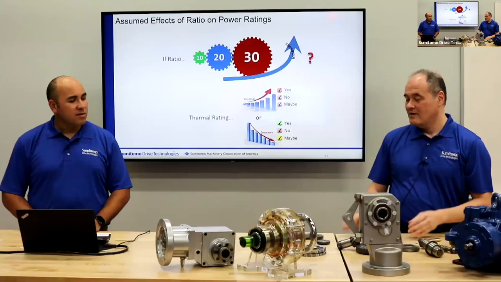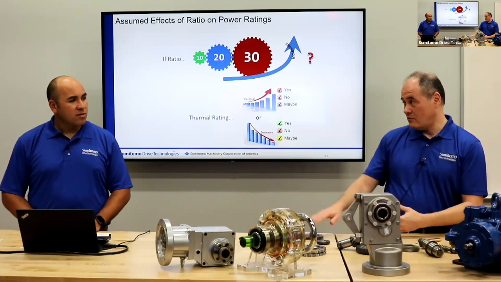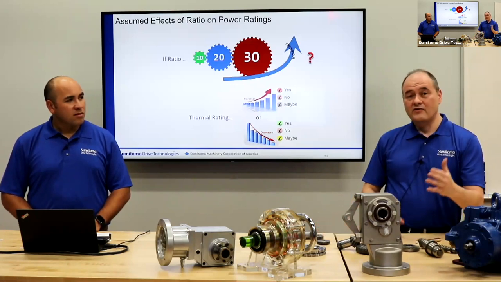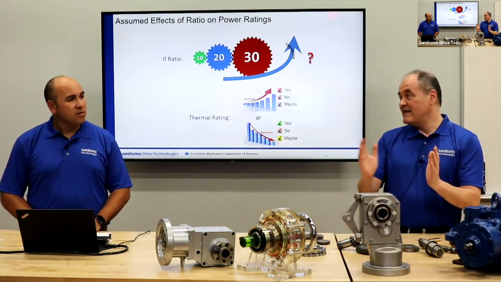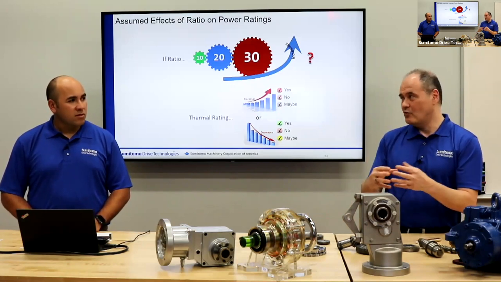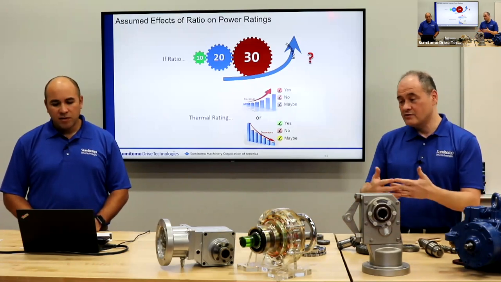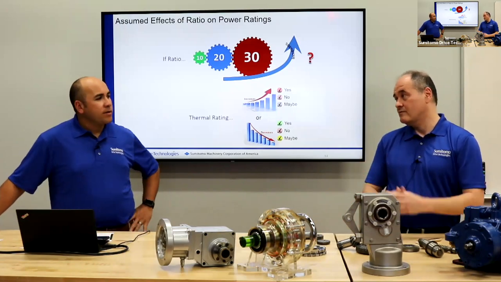But that bulb can get up to 180 degrees Fahrenheit and burn you pretty badly. And the other way that higher ratios can make more heat or reduce your thermal rating is that you can add more stages to your gearbox. The more stages, the more gears, more components moving through the oil, and that generates more heat. More gears, more points of contact, more friction.